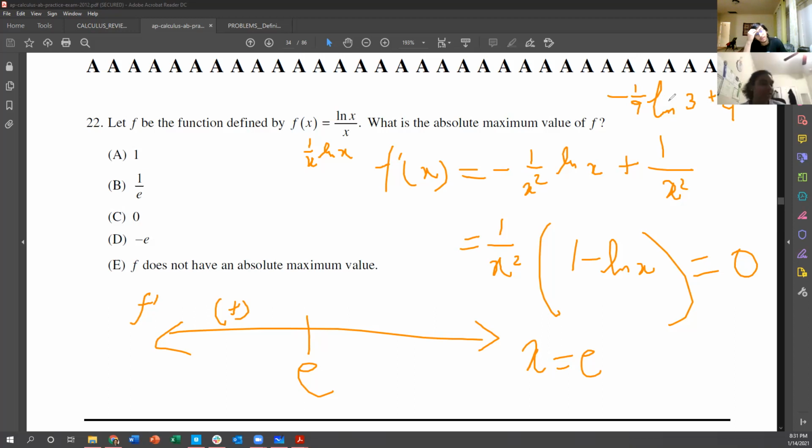I have a question. Whenever you plug in values to check, don't you usually plug into the original or into the derivative? You can do either, actually. It depends. If you have endpoints, then you have to plug into the original because you need to check whether the endpoints are maxima. But here we're just trying to check the general trend of the function.